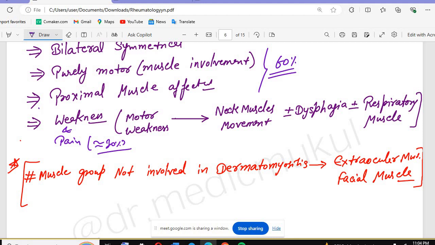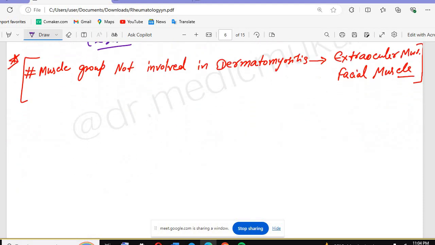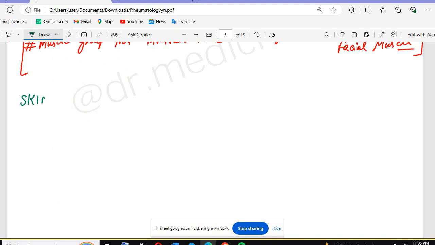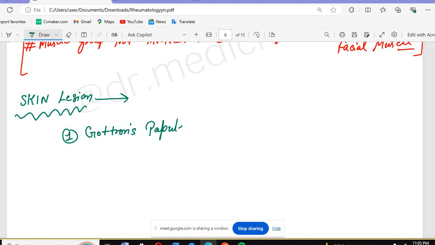Is this clear? Then the important point you have to remember in dermatomyositis is the skin manifestation, the skin involvement or skin lesions. The skin lesions are again very important. For example, the first thing you will see is the Gottron's papules. Firstly I will write all the skin lesions and discuss them, and after that I will share the image. So these are known as the Gottron's papules.